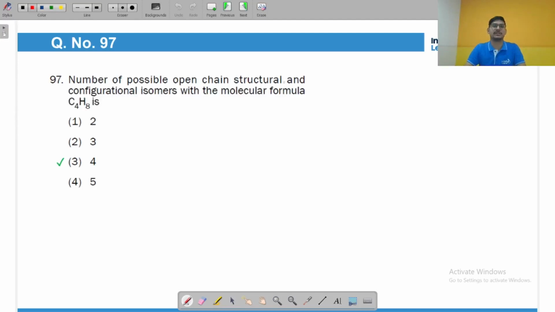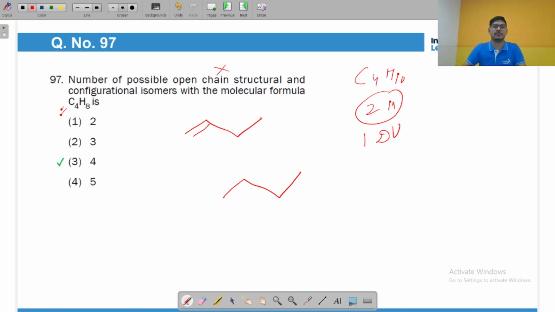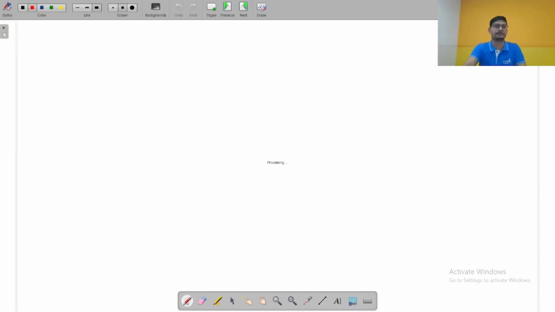Number of possible open chain structural and configurational isomers with the molecular formula C4H8. Configurational includes stereoisomers. If we find out the degree of unsaturation, then C4H10 needs two more hydrogens, which is equivalent to 1 degree of unsaturation. So there is either one ring or a double bond, but because we are talking about open chain, we can only include double bonds. So you can take but-1-ene or but-2-ene, and there would be one cis and one trans, or you could take 2-methylpropene. So in total, there are 4 isomers having the formula C4H8. So that is the correct answer.